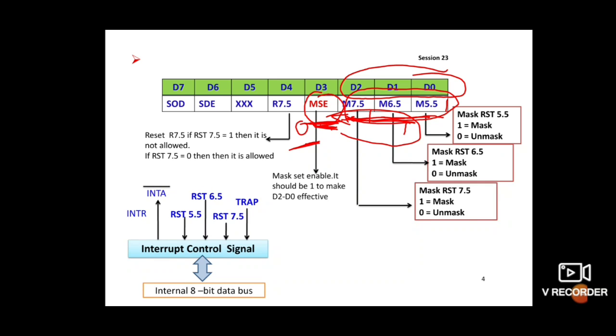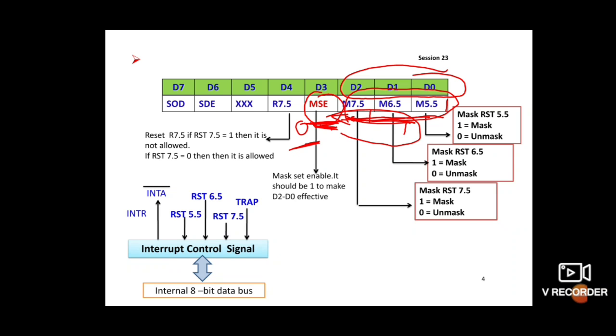R means reset. Okay, R7.5 means if RST 7.5 is equal to 1, then it is not allowed, and if RST 7.5 is equal to 0, then it is allowed. Okay, RST 7.5 is a flip flop. Flip means 1, flop means 0, which is inside the 8085 microprocessor. If RST 7.5 is 1 at bit D4 position, it is not allowed, and if it is 0, then it is allowed. For these pins, a separate facility is provided in the 8085 microprocessor.